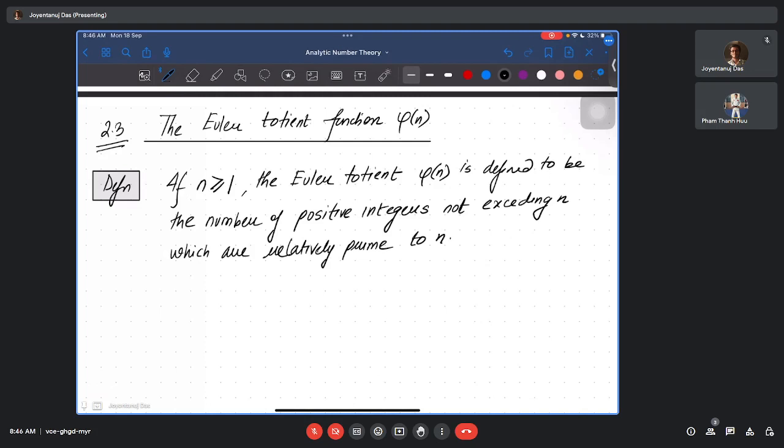So phi of n is the summation over all k equals 1 to n such that the GCD of k and n is 1. So this is relatively prime, and the summation is over 1. So it counts the number of relatively prime things.